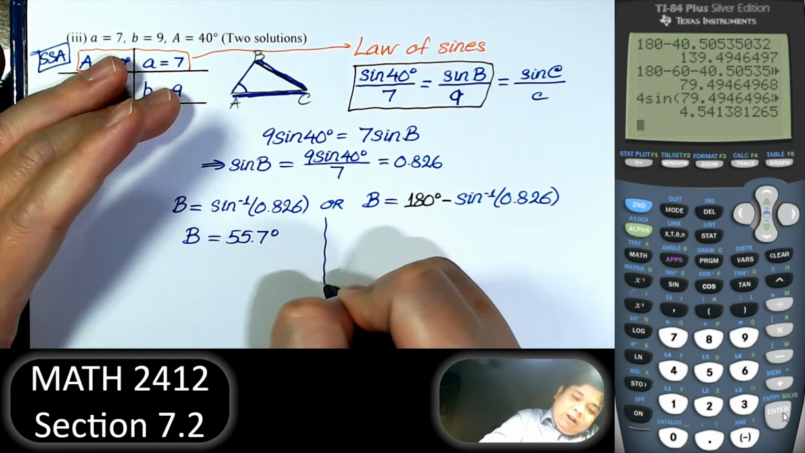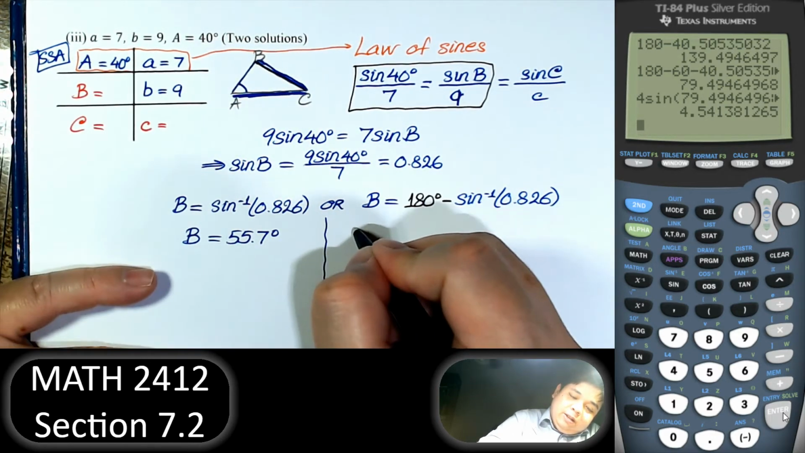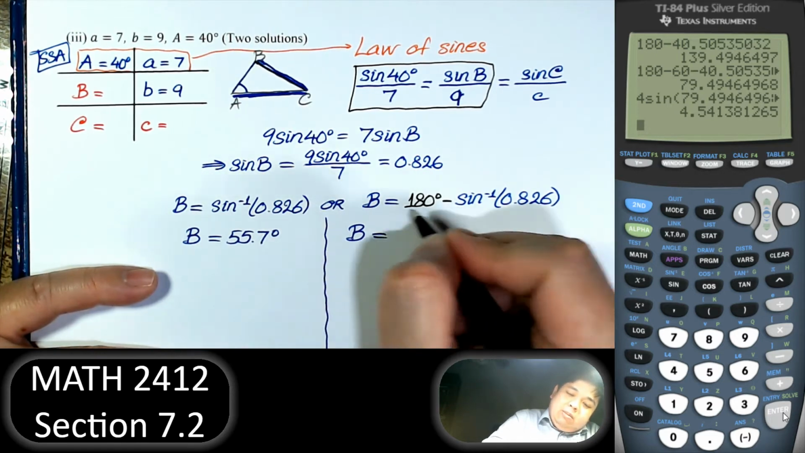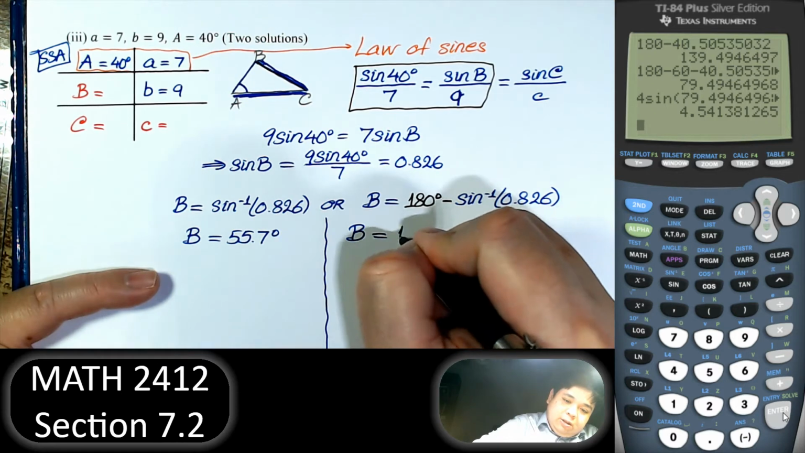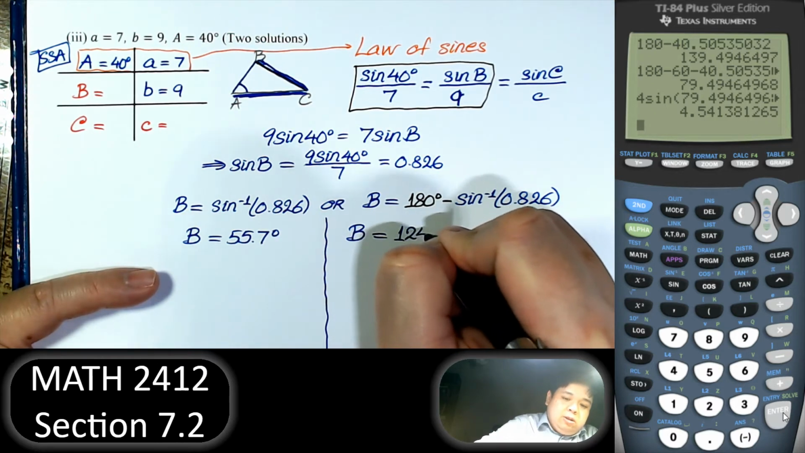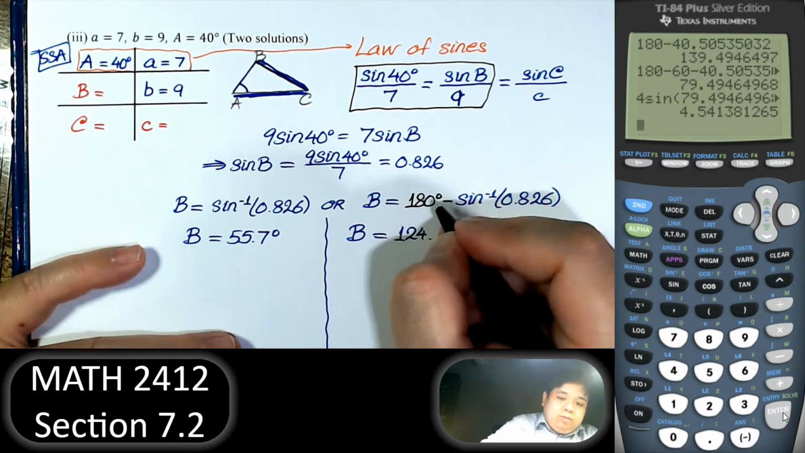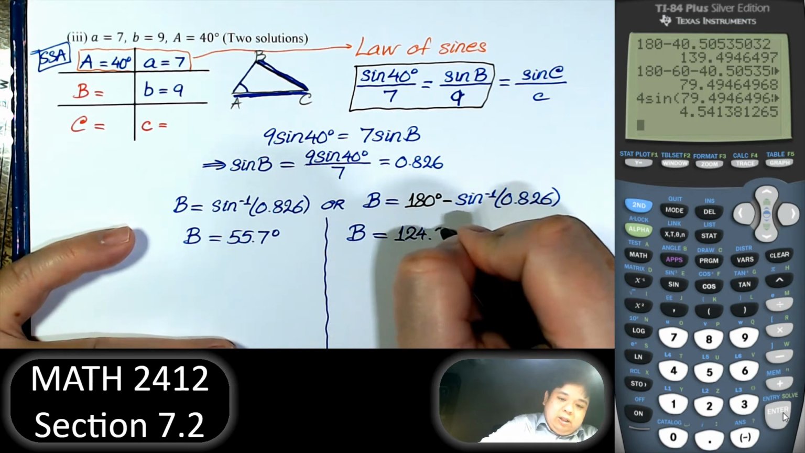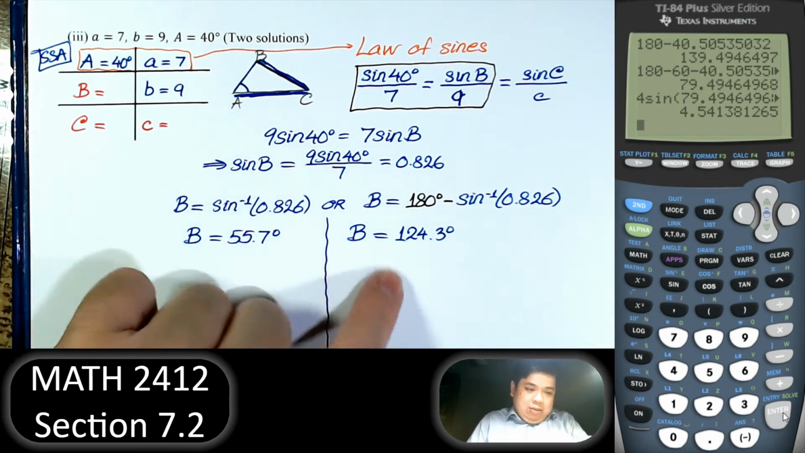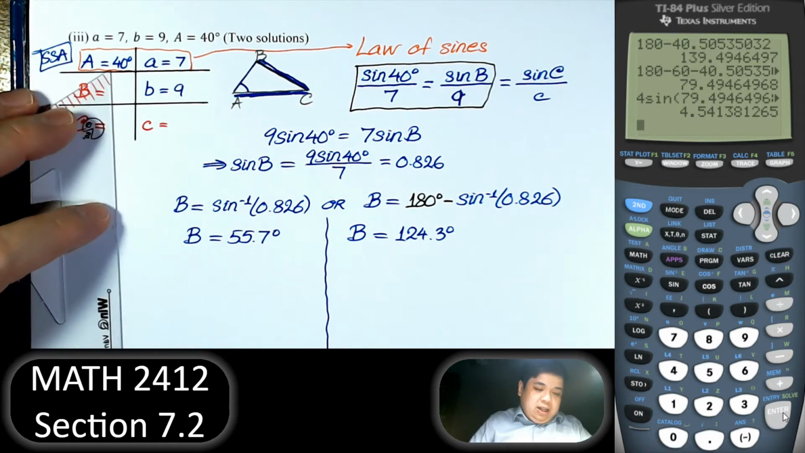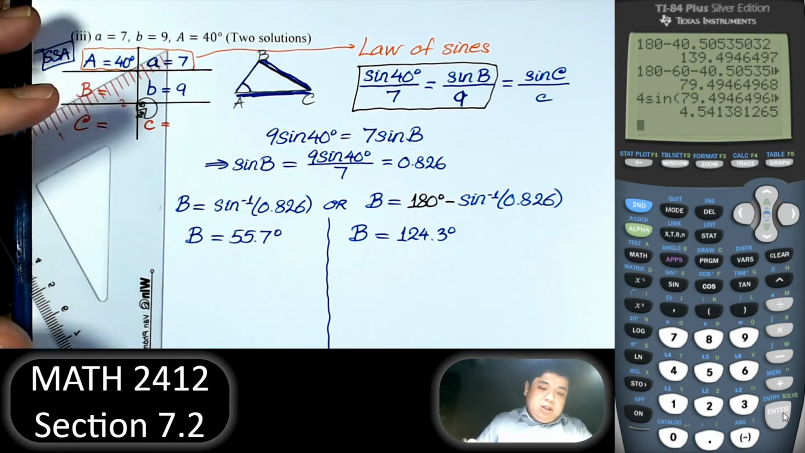Or we could have B equal to 180 minus that, 124.3 degrees. So we have 2 answers. Let's put that in the scenario and see if it works.